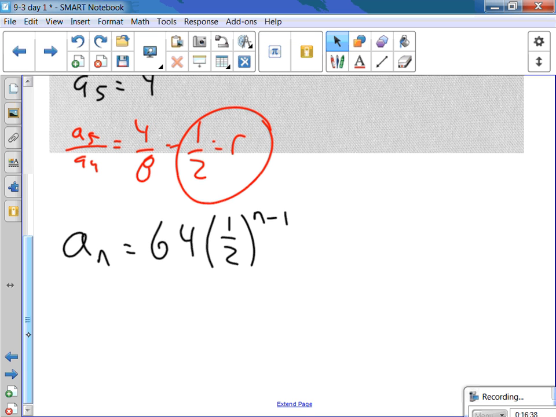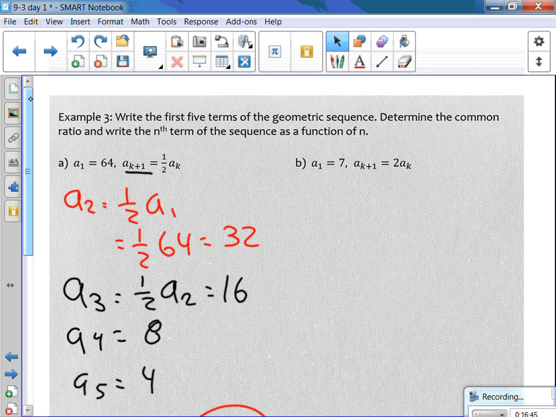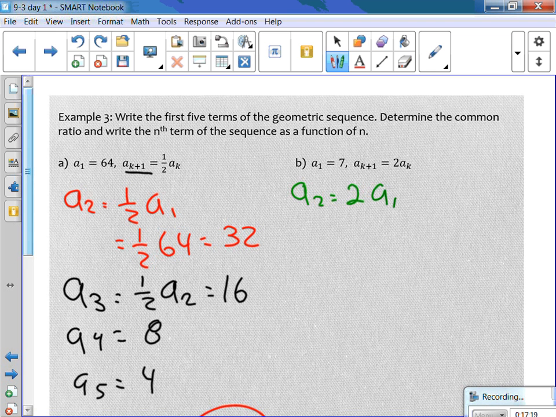Here we have A1 equals 7, A sub K plus 1 equals 2 times A sub K. Maddie, what about A2? If I want to look for A2, what would K equal here? If I want this to equal 2, K would be 1, right? 1 plus 1 gives me 2. So this tells me I want 2 times A1. What was A1? So I get my A2 is equal to 14.